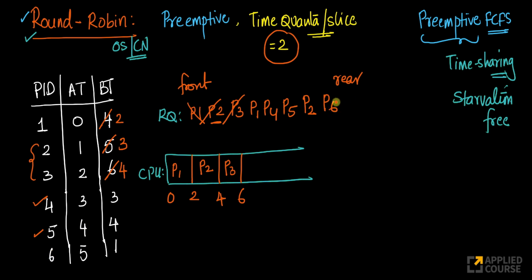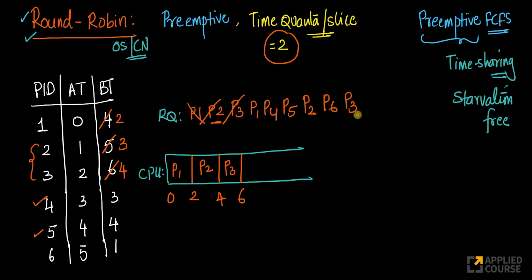P3 finishes its 2 seconds, but is still left with 4 more units of time that it requires on the CPU. So P3 adds itself to the queue. We start removing the processes from this side and keep adding to the rear. We keep removing from the front, just like any other queue in data structures. Just remember that this is the front and this is the rear. That's very important to remember.